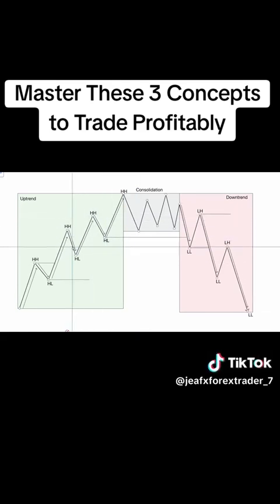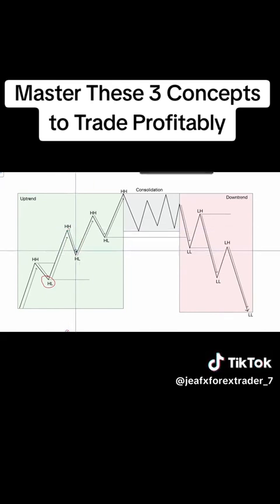Now the reason that we can define these as corrections and not impulses is because they didn't break any previous structure. So let's highlight this area just here. We can see that we pulled back from this high and we came down to this level. Now, because we didn't break through this higher low, the market trend stays intact. It's an uptrend because we're still forming higher highs and higher lows. So this becomes a corrective move and not an impulsive move.